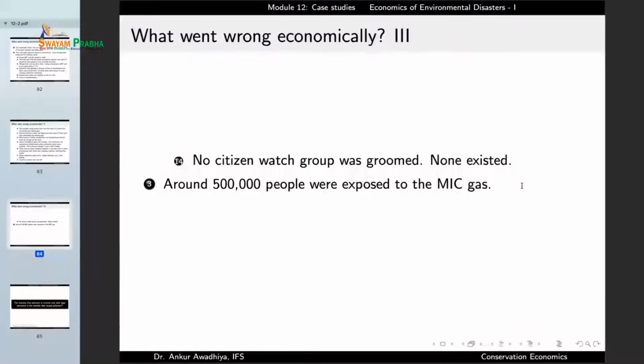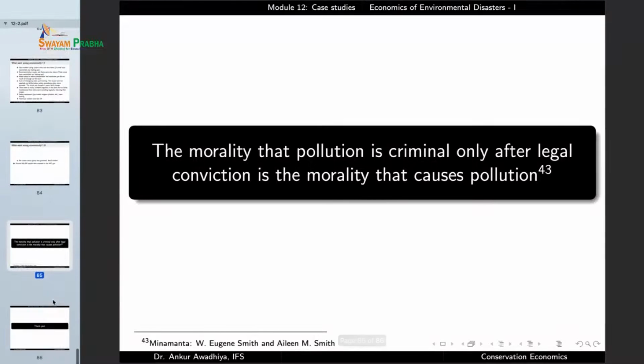So around 500,000 people, that is 5 lakhs of people, got exposed to the MIC gas. And we can end with this quote: the morality that pollution is criminal only after legal conviction is the morality that causes pollution. It means that the morality that pollution or spreading pollution itself is not wrong. You are only wrong when the court punishes you.